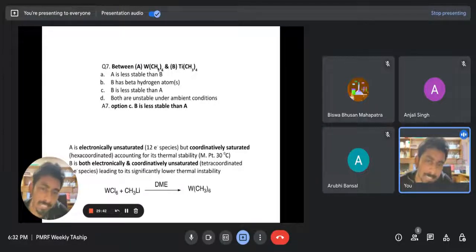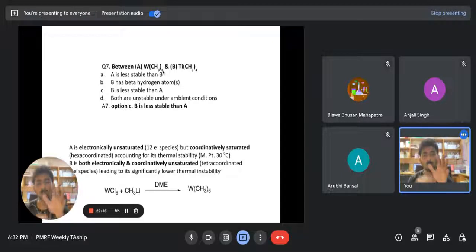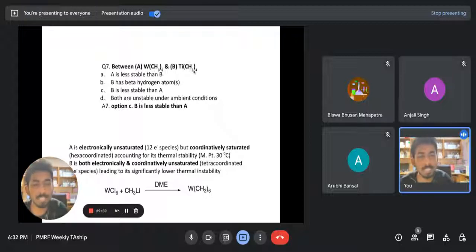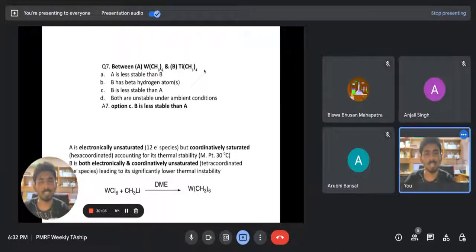Now tungsten has 6 methyl groups, so the coordinative saturation is present in the case of tungsten, though it is electronically unsaturated. The methyl groups are 2-electron donors, so 6 into 2 is 12. But in case of B, these 4 methyl groups are 2-electron donors, so 4 into 2 counts for 8 electrons. This is 12 electron, this is 8 electron.